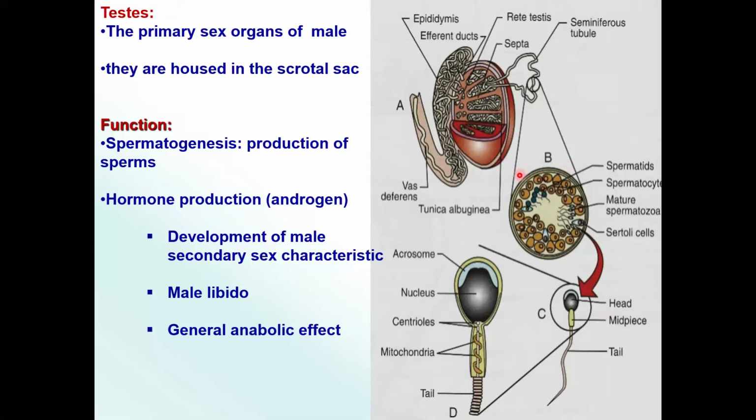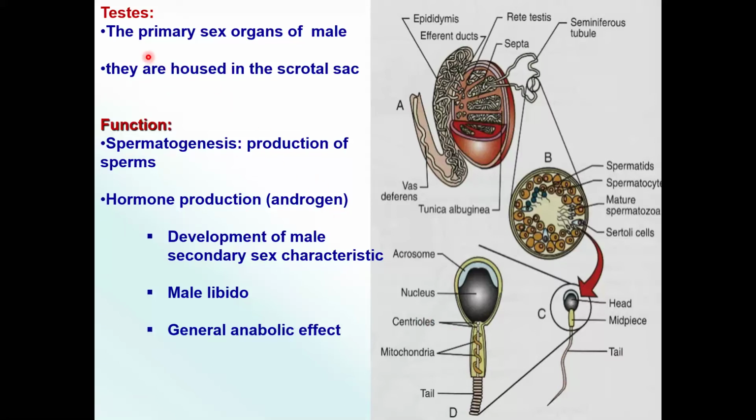And outside those seminiferous tubules, we have interstitial cells or the Leydig cells, and we'll talk about them in detail later on. So the sperm contains three parts. That is the head, which contains the nucleus, and this is the acrosome, which contains enzymes required for the penetration of the sperm to the ova, and then this midpiece, and finally this is the tail.